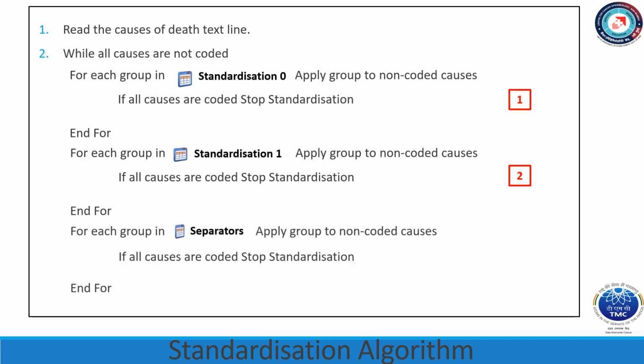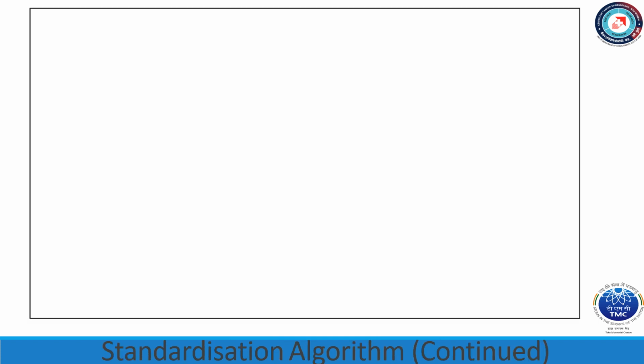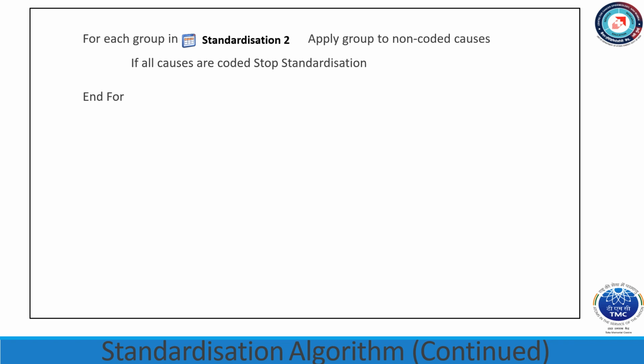Next, check for each group in the separators table and apply the group to the non-coded causes. And if all causes are coded, then stop standardization and end. Here, the separators table is the third table the algorithm refers to. Likewise, next check for each group in the standardization 2 table and apply the group to the non-coded causes, and if all causes are coded, then stop standardization and end. Here, standardization 2 is the fourth table the algorithm refers to.